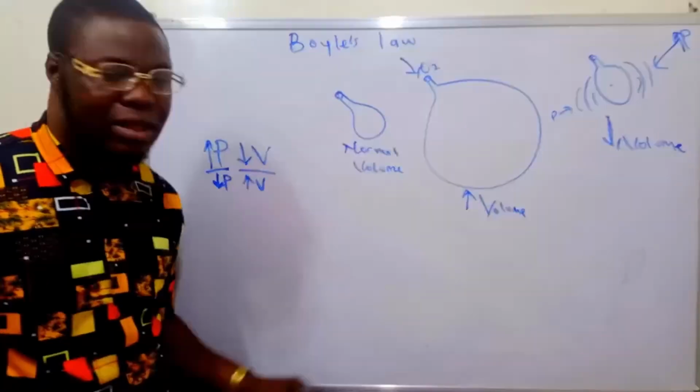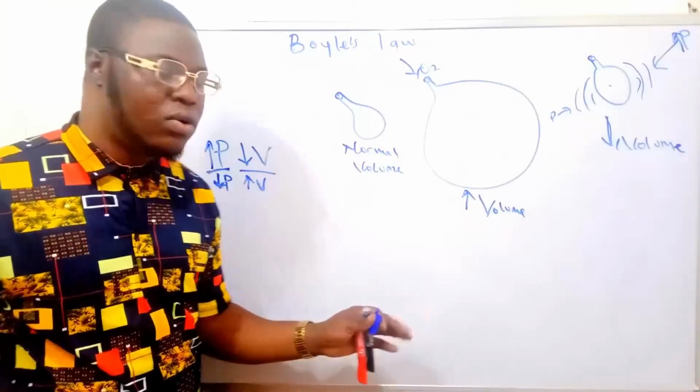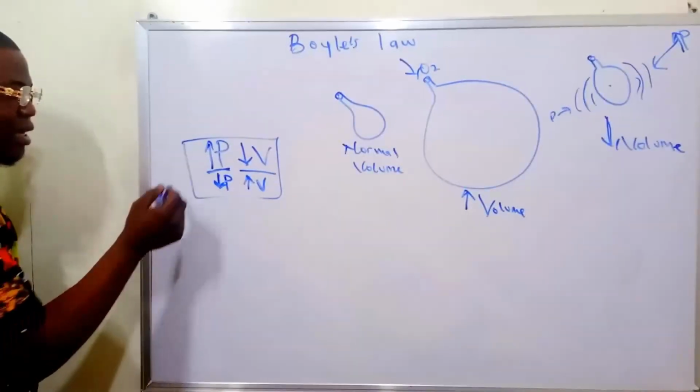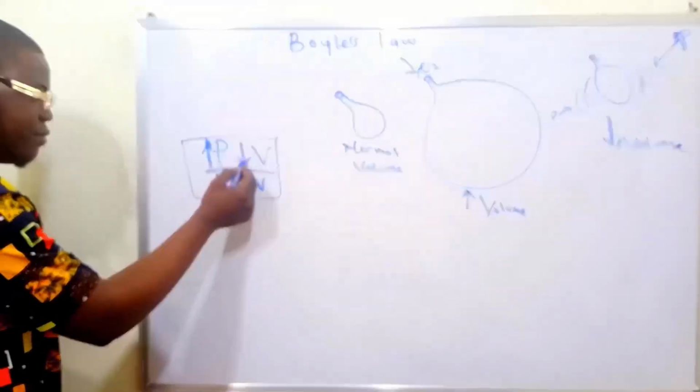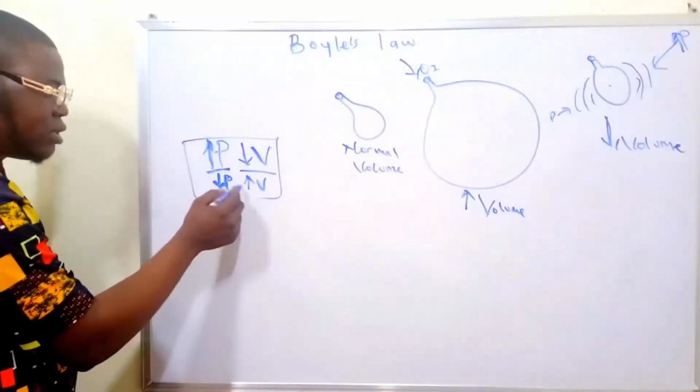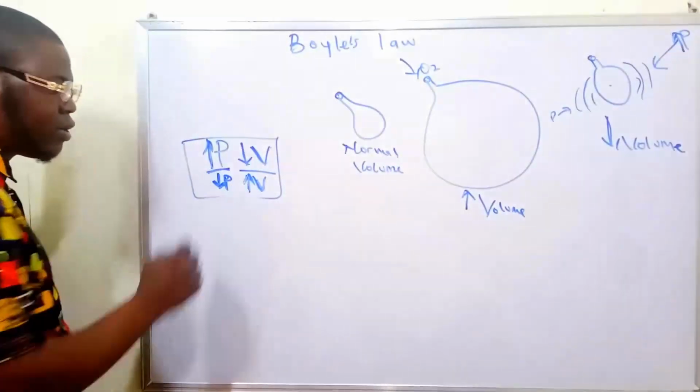That is just the logic. And now we got this from that illustration: once you increase the pressure with your palms, the volume of the balloon will reduce, and vice versa. As pressure reduces, the volume increases.